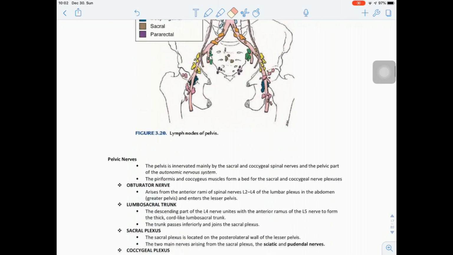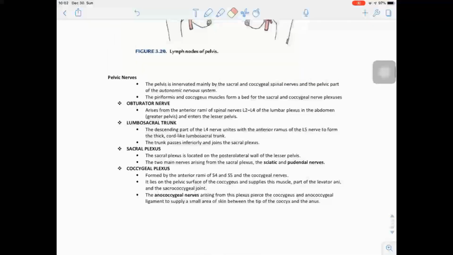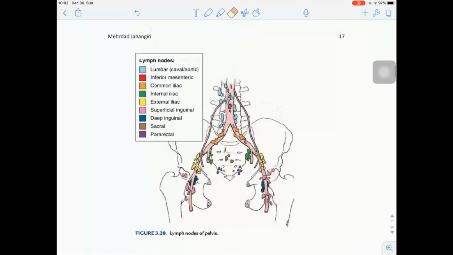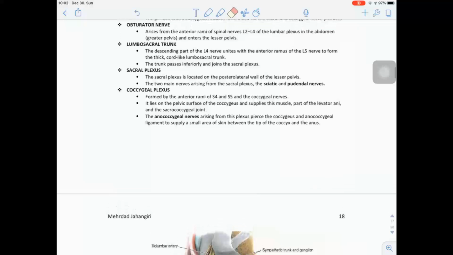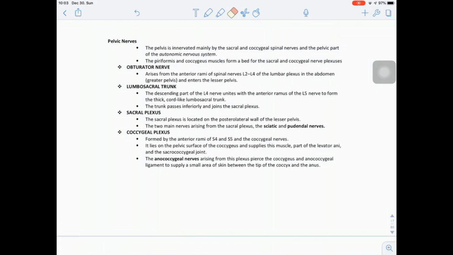All right then. So that's one thing. Now the innervation of the pelvis, or the nerves that you have in the pelvis. I wrote them all here. Pelvic nerves would be the obturator nerve, which comes from the lumbar plexus, the lumbosacral trunk, which joins the sacral plexus from the lumbar plexus, the sacral plexus, and the coccygeal plexus. So these are the ones.